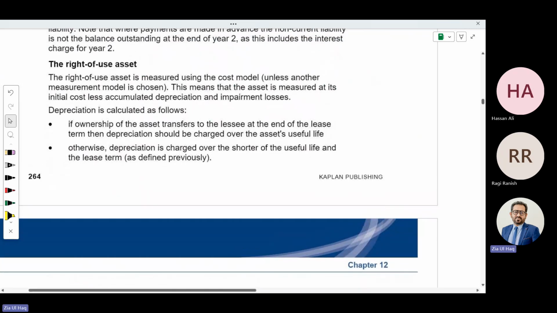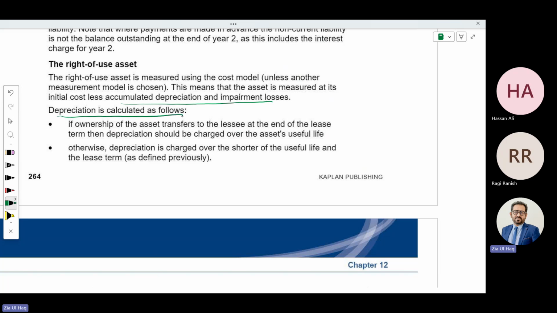And how to calculate right of use asset, that we have already done. It means the lease liability present value, plus whatever amount we have paid as direct cost or advance. So all will be included in asset value. The right of use asset is measured using the cost model unless another measurement model is chosen. This means that the asset is measured at its initial cost less accumulated depreciation. It means at year end we need to deduct depreciation.